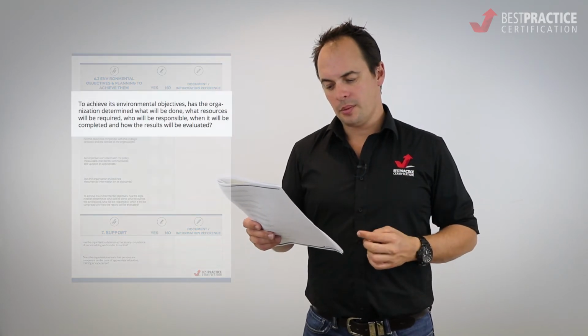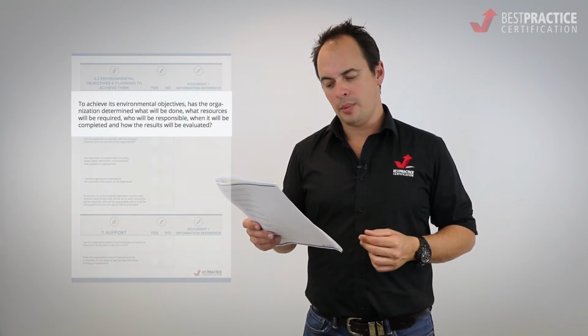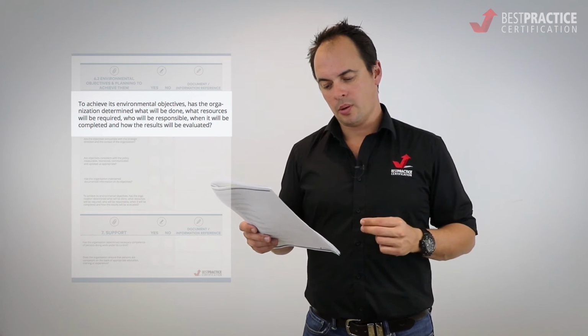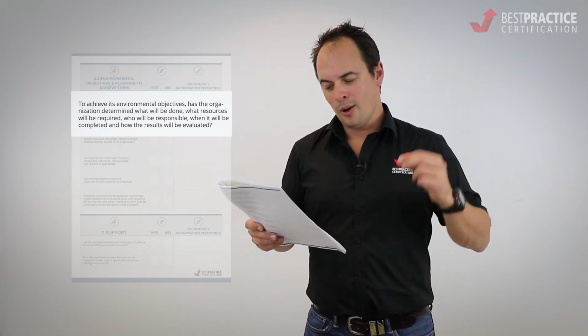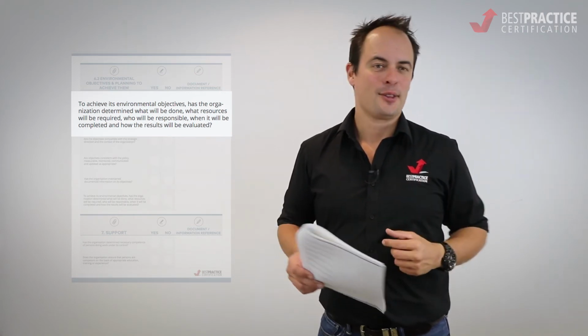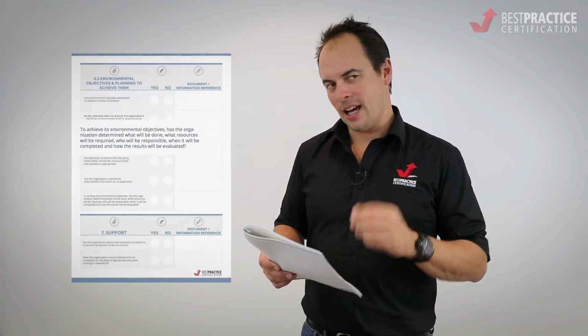To achieve its environmental objectives, has the organisation determined what will be done, what resources will be required, who will be responsible, when it will be completed, and how the results will be evaluated. And that's your environmental plan. So it's there in 6.2 of ISO 14001:2015, right there in our checklist.